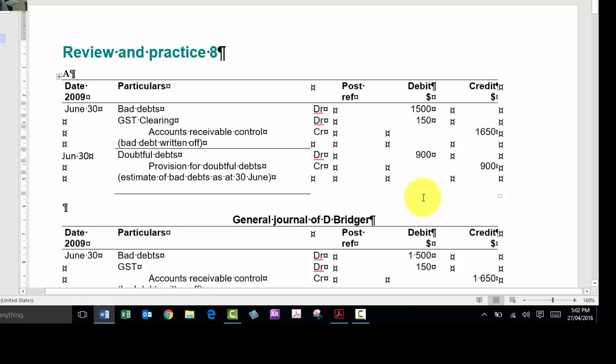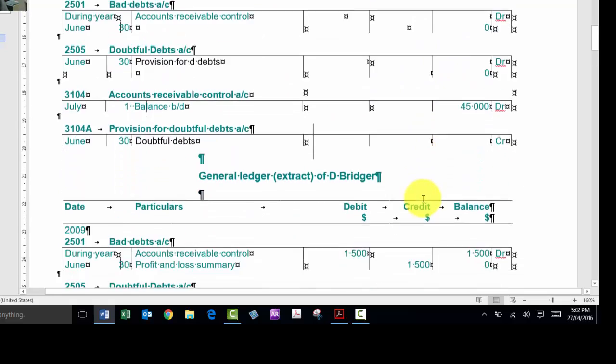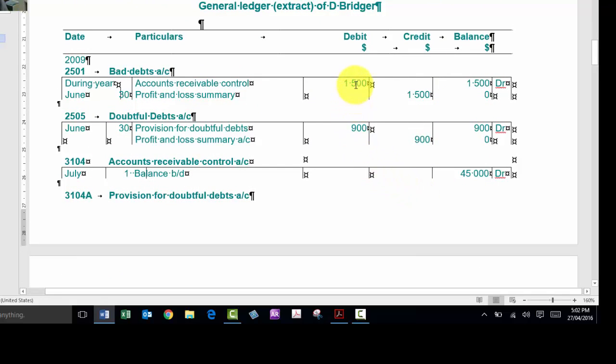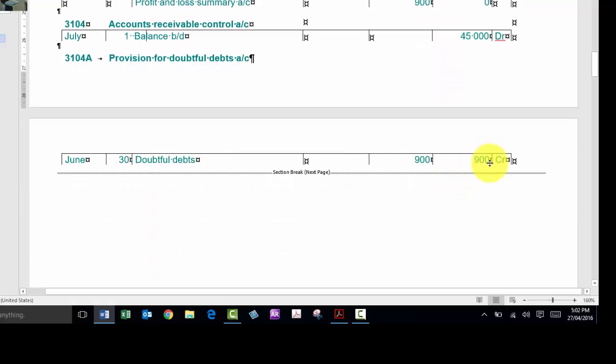So when we put this information into the ledgers, it looks as follows. We've got a $1,500 bad debt there, and what this profit and loss summary means is that that amount is being put against the profit and loss summary, against the income in the income statement. Again, we've got a $900 expense here, and the reason why we do this is just to clear it out for the next month. That's what we call a closing entry. And we've got a $900 credit sitting in the doubtful debts account.